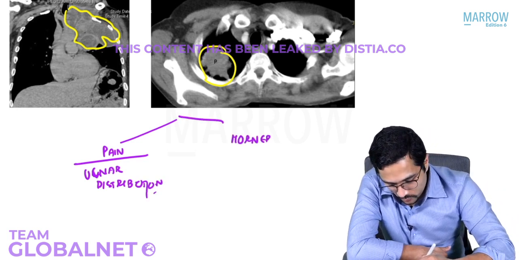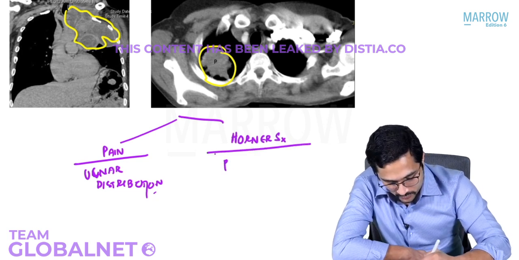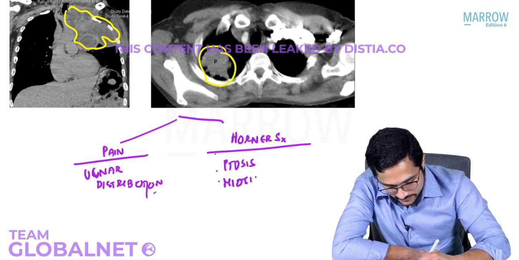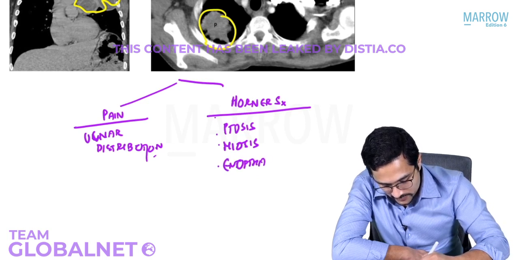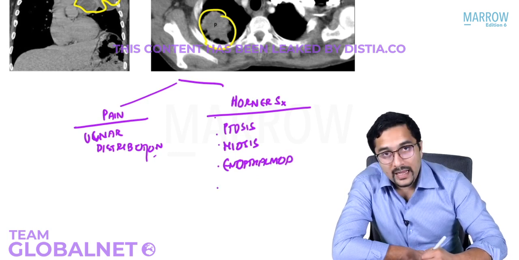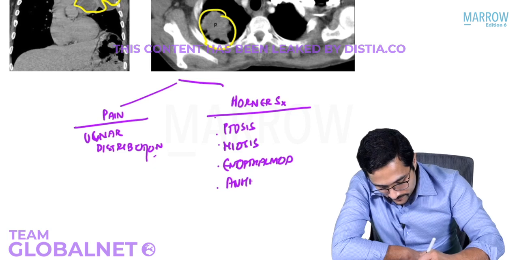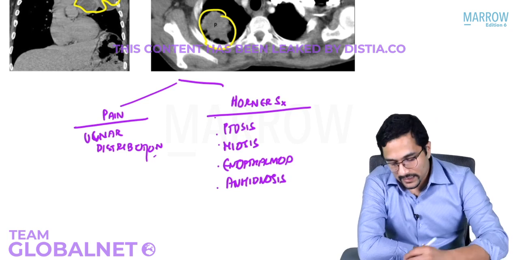and it can also give rise to Horner syndrome. So Horner syndrome, you know the features of Horner syndrome. You have ptosis, miosis, anophthalmos, and anhidrosis. So this is what we get in squamous cell carcinomas.